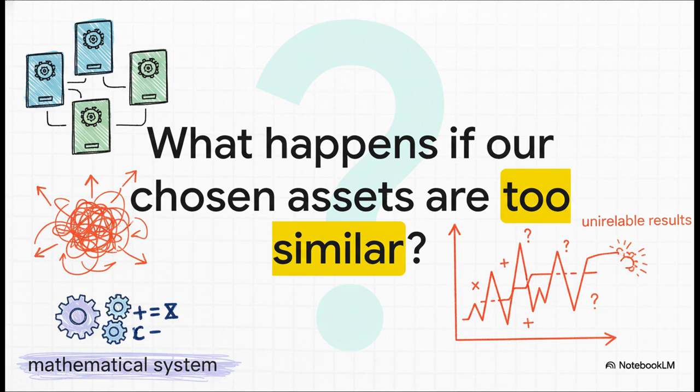This is a really important question. I mean, what happens if the assets we pick are all super similar to each other? Imagine trying to build this system using like 3 tech stocks that all move in perfect lockstep. That similarity can make the whole mathematical system really unstable and spit out, frankly, some crazy, unreliable answers.